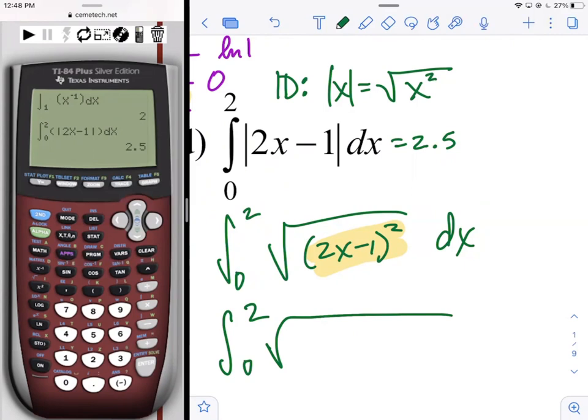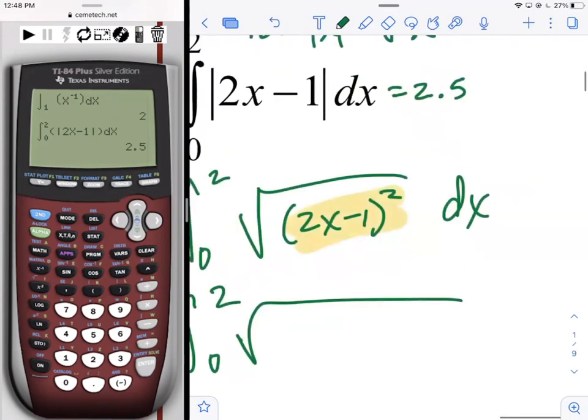Square, multiply, double, square. That's what I'm looking for. Square the first. 2x quantity squared is 4x squared. Multiply those two to get negative 2x and double it to get negative 4x. And then square the last. Negative 1 quantity squared is positive 1. Square, multiply, double, square.